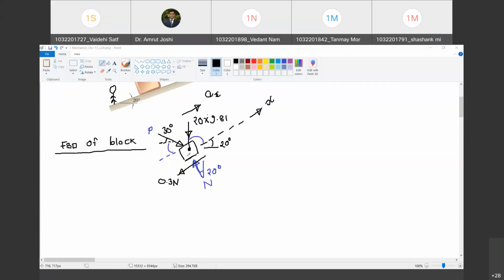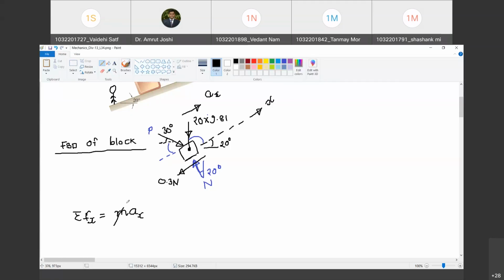What do we do next? Now this inclined direction I am going to call x. The direction in which the motion occurs I am going to call x. And perpendicular to that is y. Happy? Yes, sir. Now let us apply Newton's second law in x direction. So what does it say? Summation Fx must be equal to mass into acceleration in x direction. Do you agree with me? Yes, sir.